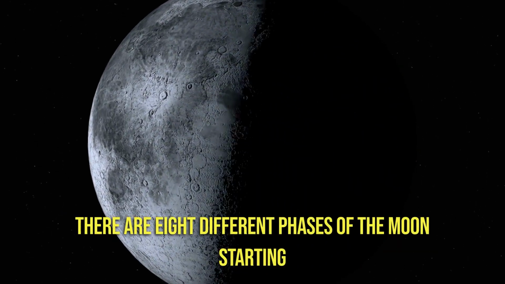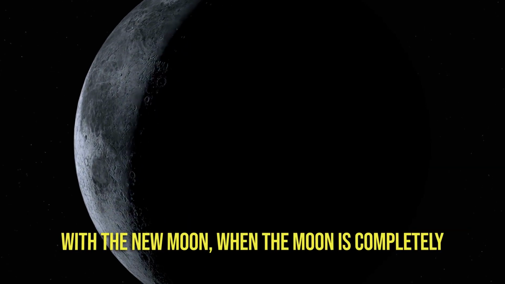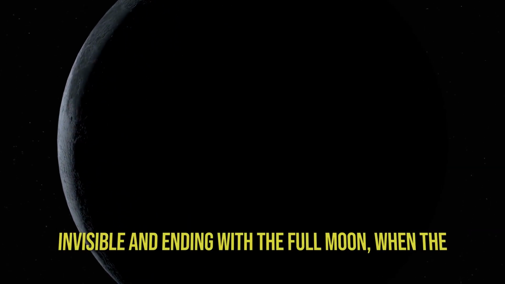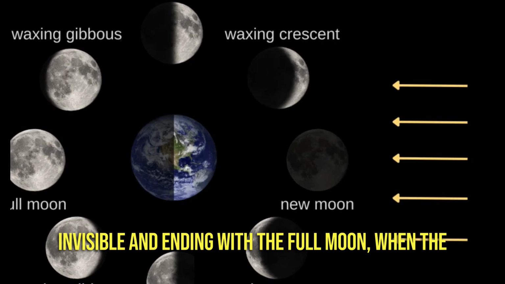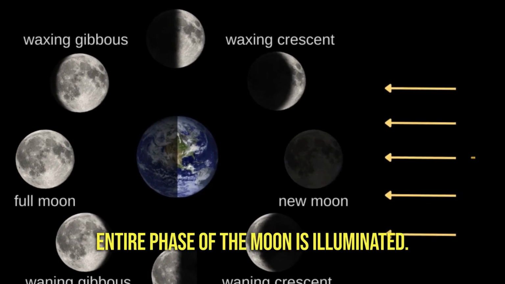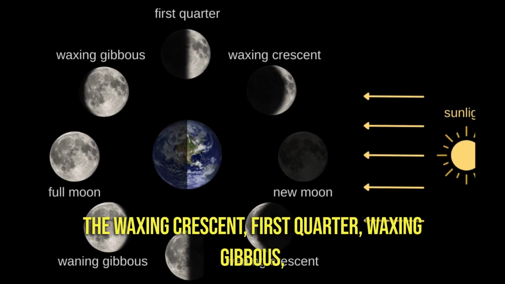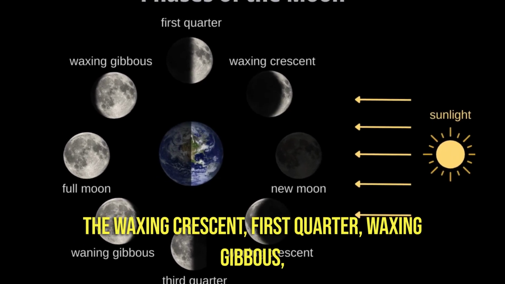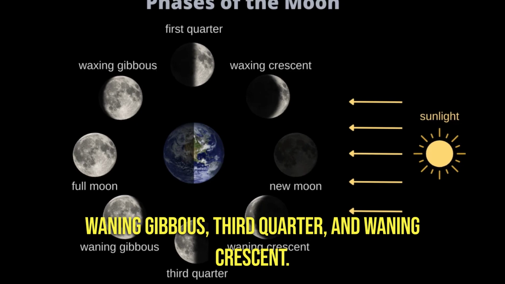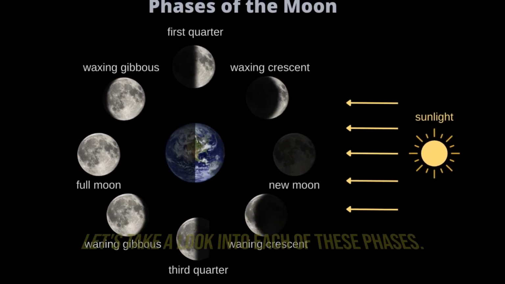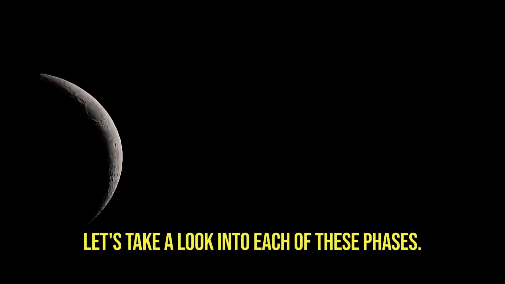There are 8 different phases of the moon, starting with the new moon, when the moon is completely invisible, and ending with the full moon, when the entire face of the moon is illuminated. In between these two phases, we have the waxing crescent, first quarter, waxing gibbous, waning gibbous, third quarter, and waning crescent. Let's take a look into each of these phases.